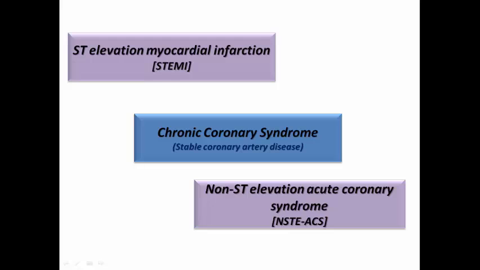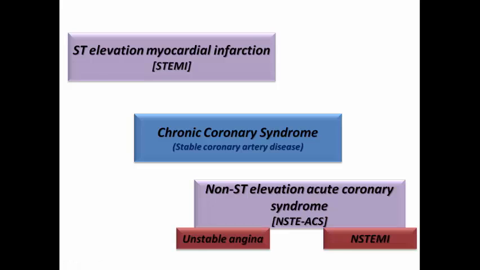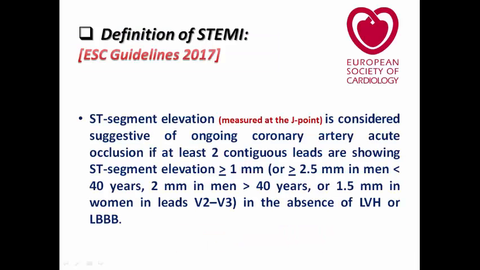Of course, the 3 clinical spectra of the coronary artery disease include the ST elevation myocardial infarction, which is of course one of the very important clinical emergencies in cardiology. We have of course the non-ST elevation acute coronary syndrome, and we have the new terminology of chronic coronary syndrome, which was previously called stable coronary artery disease, but in the most recent ESC guidelines in 2019, it was renamed into chronic coronary syndrome to include different clinical scenarios. Of course, the non-ST elevation acute coronary syndrome includes both unstable angina and non-STEMI.